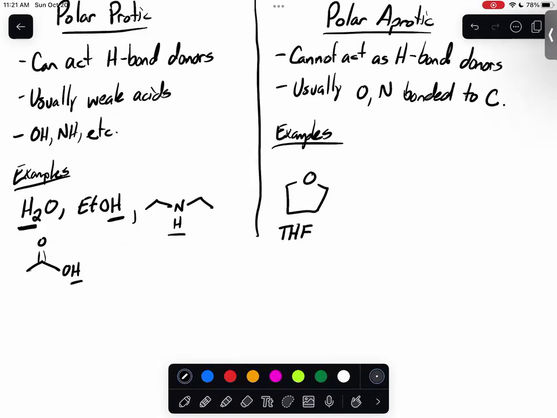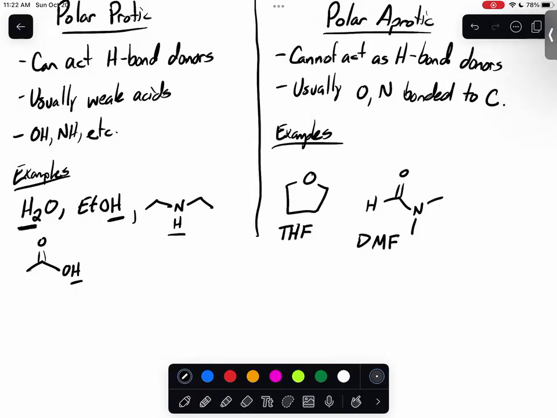These are just going to be quick solvents to memorize. Another one of these that has a short abbreviation is this one here, dimethylformamide, or DMF. You'll see that DMF also has this idea of oxygens and nitrogens bound to carbons that are essentially creating a dipole.